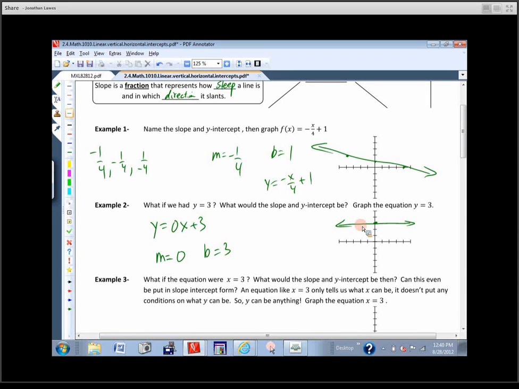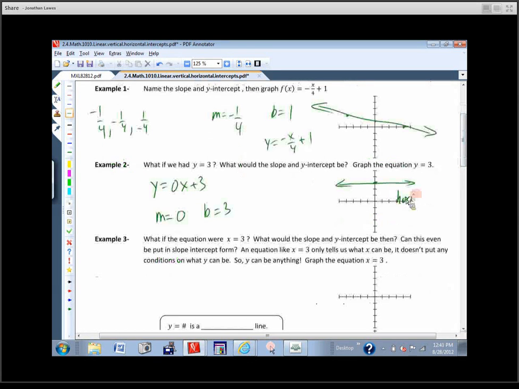So if you have a slope that's 0, then we have what we call a horizontal line. Okay, so this is a horizontal, and that's a TAL at the end, not a TLE. Okay, a horizontal line.